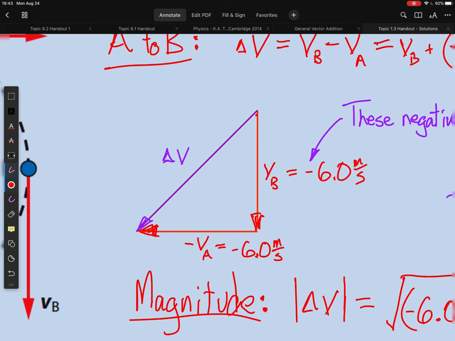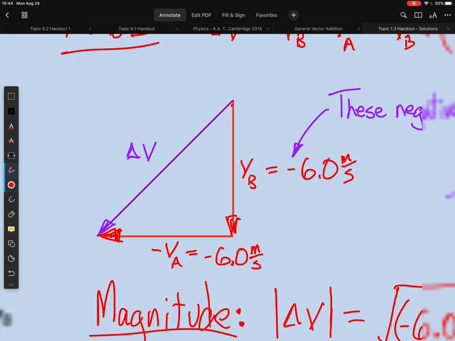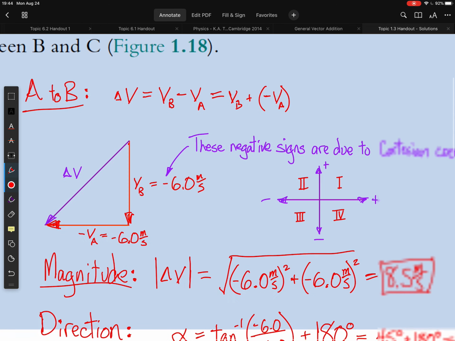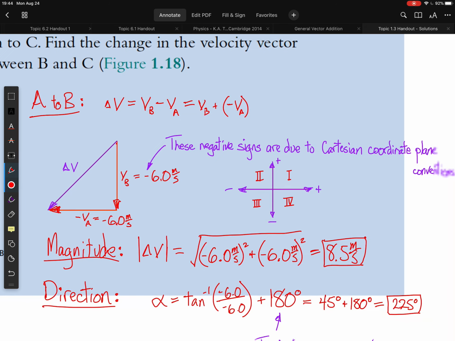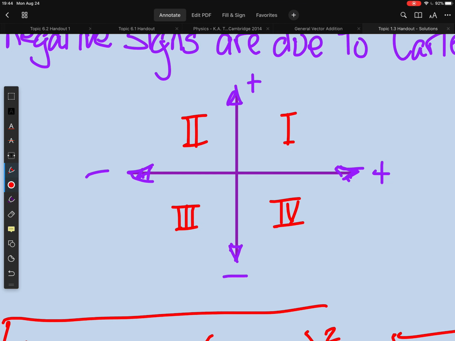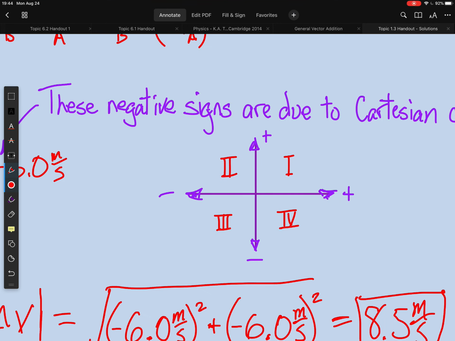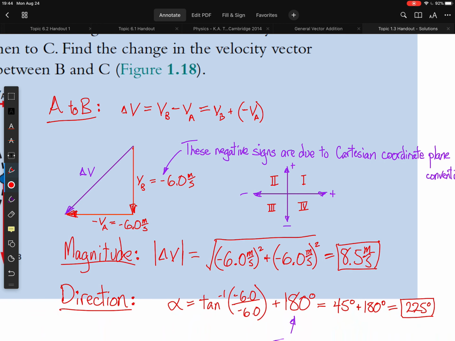Okay, and I have values for both of these, and they're negative 6.0 meters per second and negative 6.0 meters per second. They are both negative, and these are due to the Cartesian coordinate plane conventions, where down is negative and left is also negative, where also up is positive and right is positive. So it can be helpful to think of these coordinates when you are dealing with vectors. It's going to make your life a little bit easier.